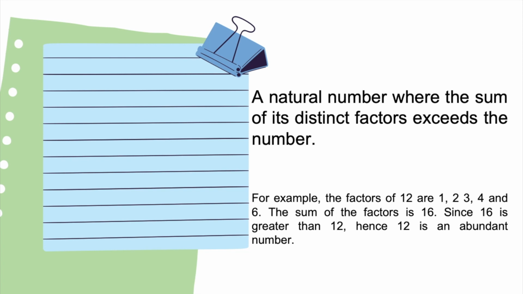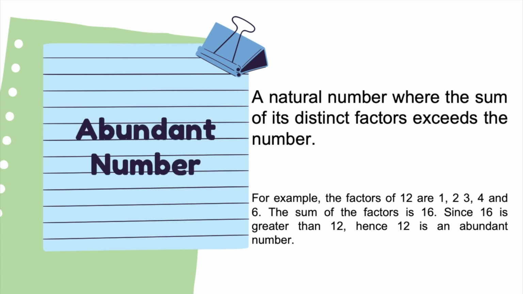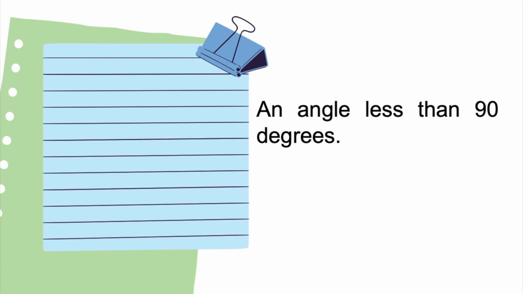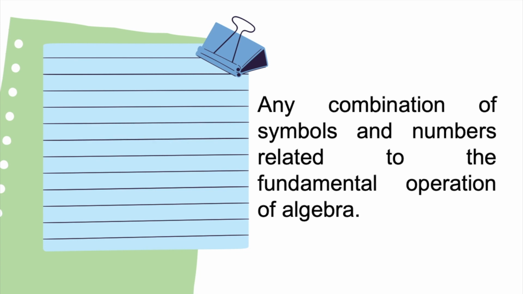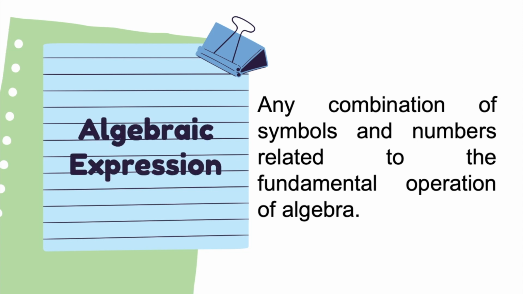A natural number where the sum of its distinct factors exceeds the number. Abundant number. An angle less than 90 degrees. Acute angle. Any combination of symbols and numbers related to the fundamental operation of algebra. Algebraic expression.